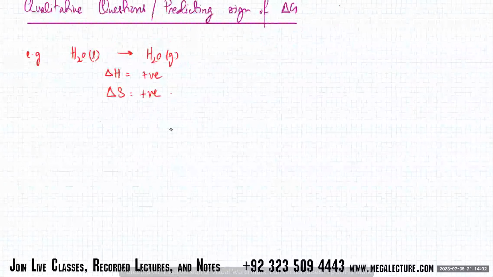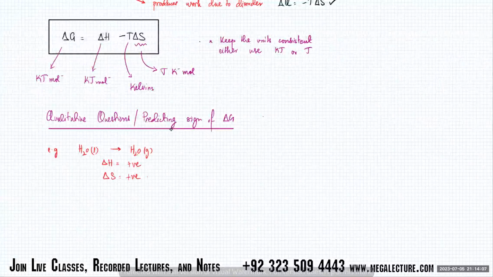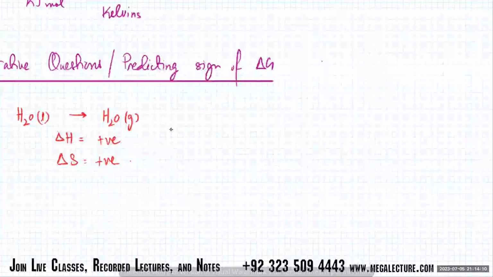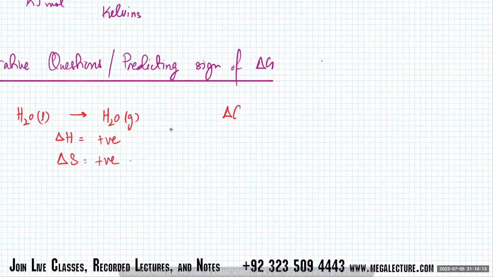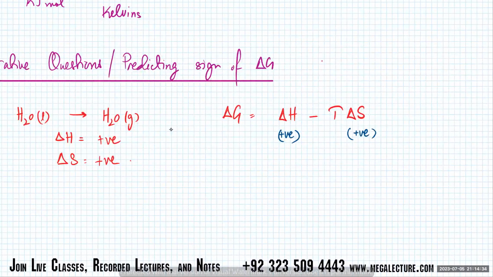Now what we're going to do is, I've got the Gibbs free energy formula. I know that this reaction is feasible at higher temperatures. I just want to prove it using the Gibbs free energy formula. So delta G is equal to delta H minus T delta S, right? My delta H is coming out to be positive, and my delta S is coming out to be positive as well. Now, because of the negative sign over here, this entire term actually becomes negative.